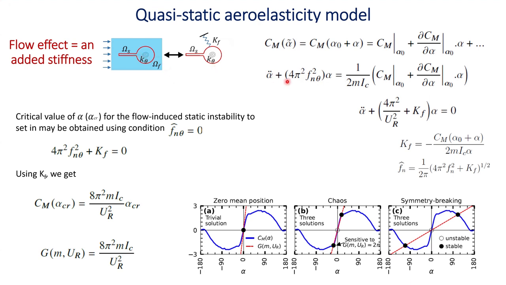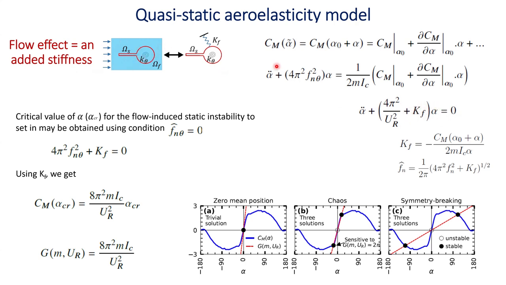Now this forcing from the fluid, let us say it is Cm, the moment coefficient, can be expanded using a Taylor series. Once you expand it, this whole term, which is the Cm at any given alpha naught and the change in Cm with respect to alpha naught multiplied by alpha, can be called Kf, which is the added stiffness. This whole thing can be put on this side, so we can write it in a compact form like this. This is the equation which will govern this system, because the fluid effect is considered as an added stiffness Kf in the system.